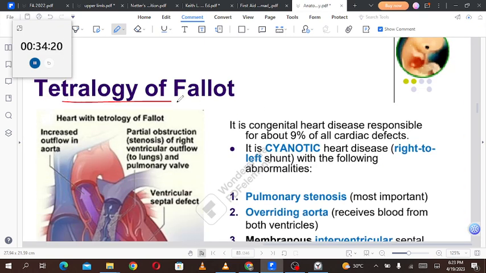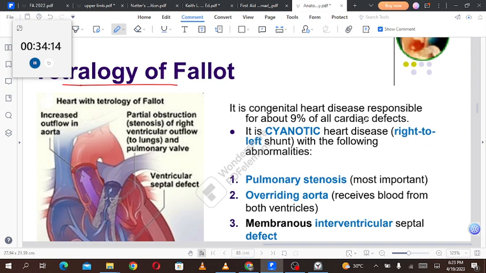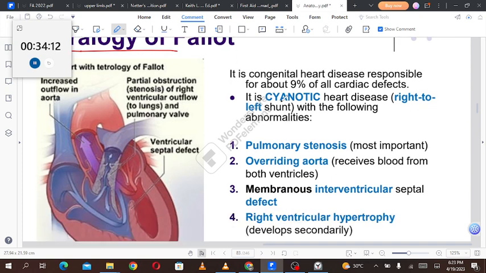Now what is tetralogy of Fallot? Tetralogy of Fallot, or Fallot, whatever you may call it, is a congenital heart disease responsible for about 9% of all cardiac defects. It is a cyanotic heart disease, a right to left shunt, with the following abnormalities. So the first cyanotic heart defect which we are going to study right now is the tetralogy of Fallot, or TOF.